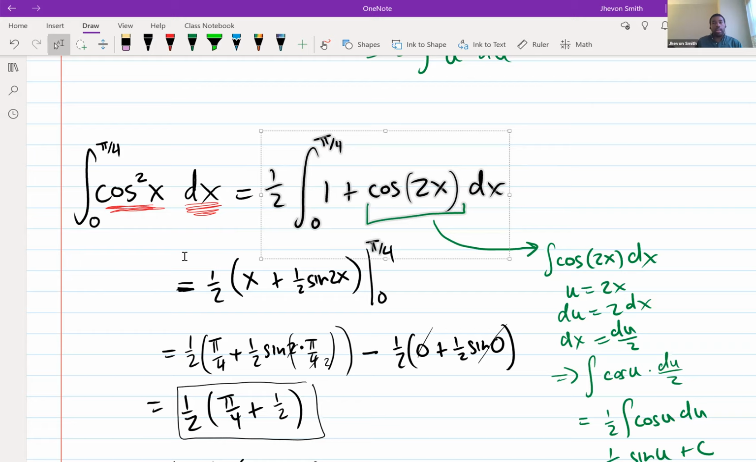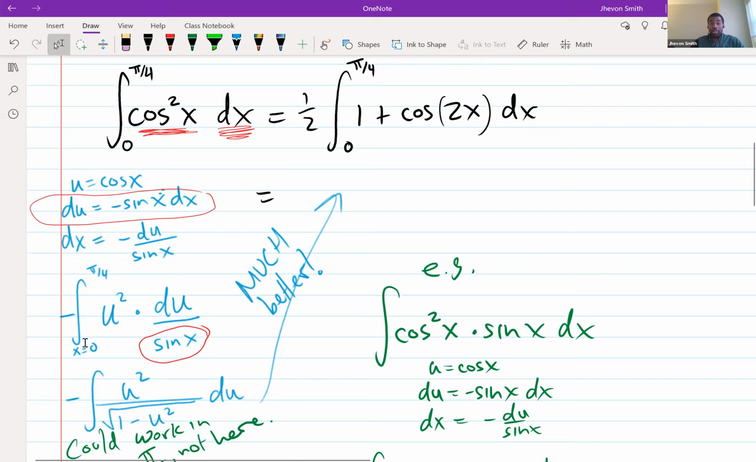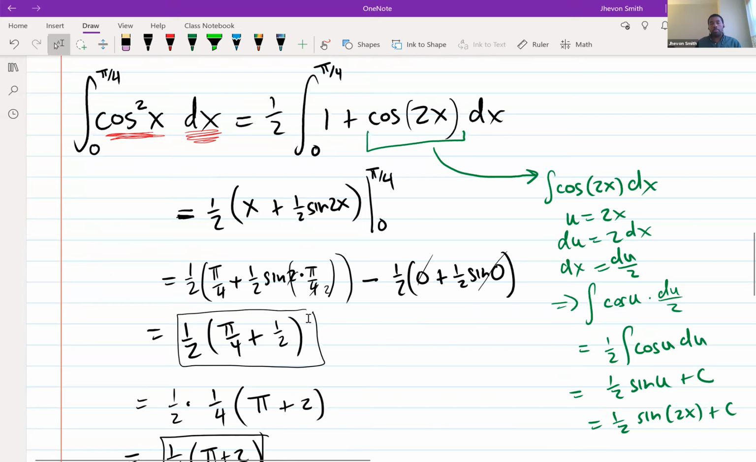So yes, we did use substitution here, but if we had applied substitution to the same problem in a different way, it wouldn't have really helped. Doing this first, then applying the substitution was the way to go. So things like that you'll pick up on just by doing a lot of practice. And I encourage you to do that. So be sure to do that.